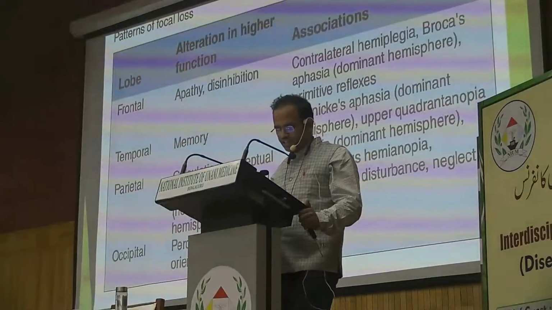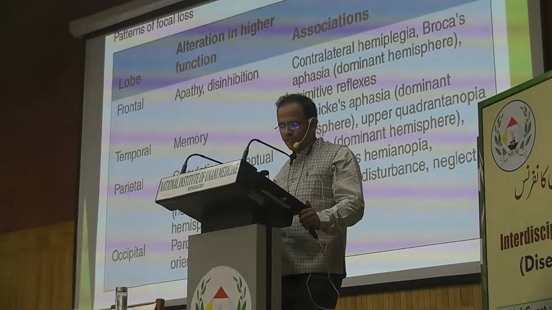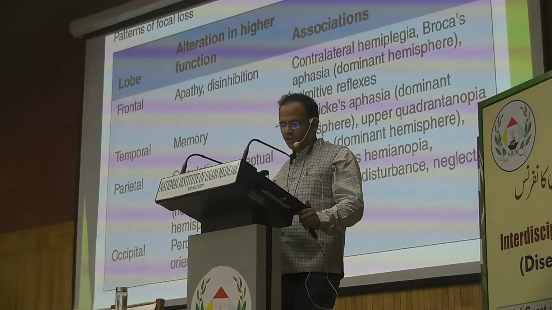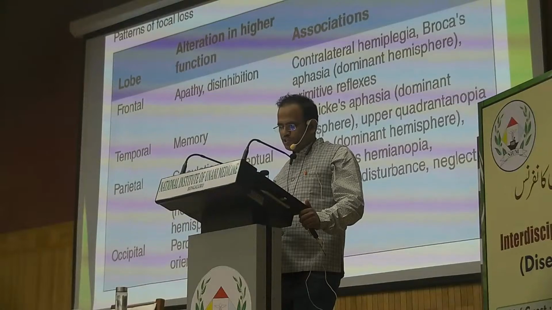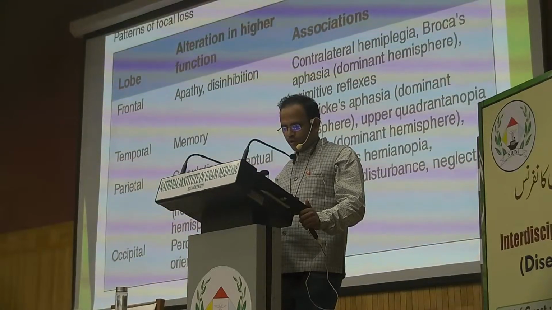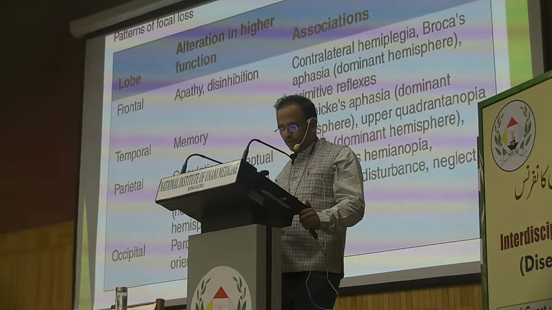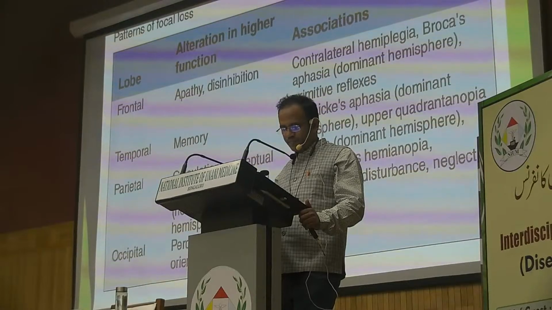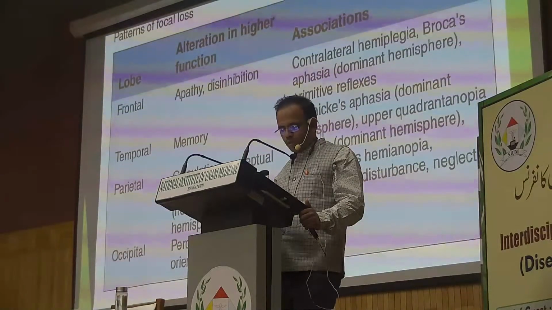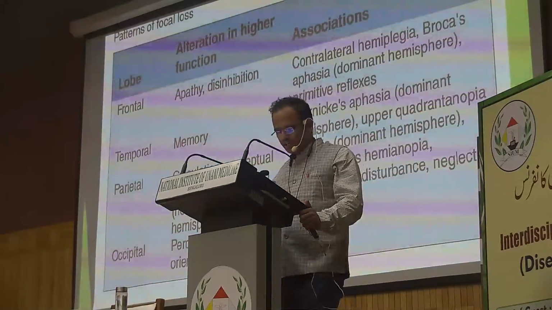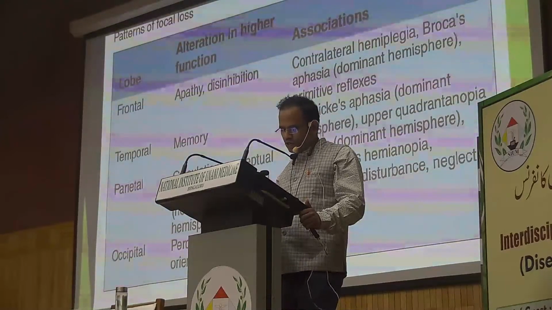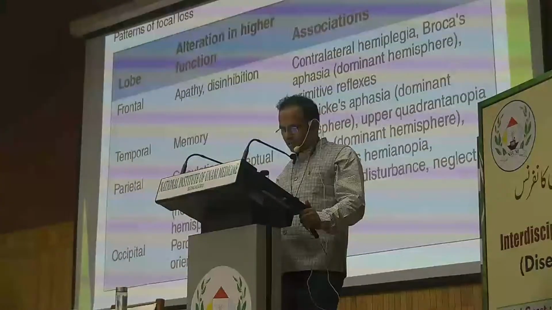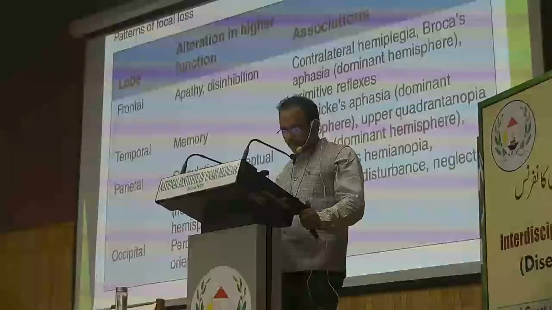To summarize higher mental function: in the frontal lobe, usually people will have apathy and disinhibition, called social disinhibition. Along with that, they will have contralateral hemiplegia and motor aphasia. In the temporal lobe, there can be loss of memory, along with sensory aphasia. Coming to the parietal lobe, there will be loss of calculation and spatial orientation. Along with that, they can have apraxia and hemianopia. Coming to the occipital lobe, usually they will have visual loss.